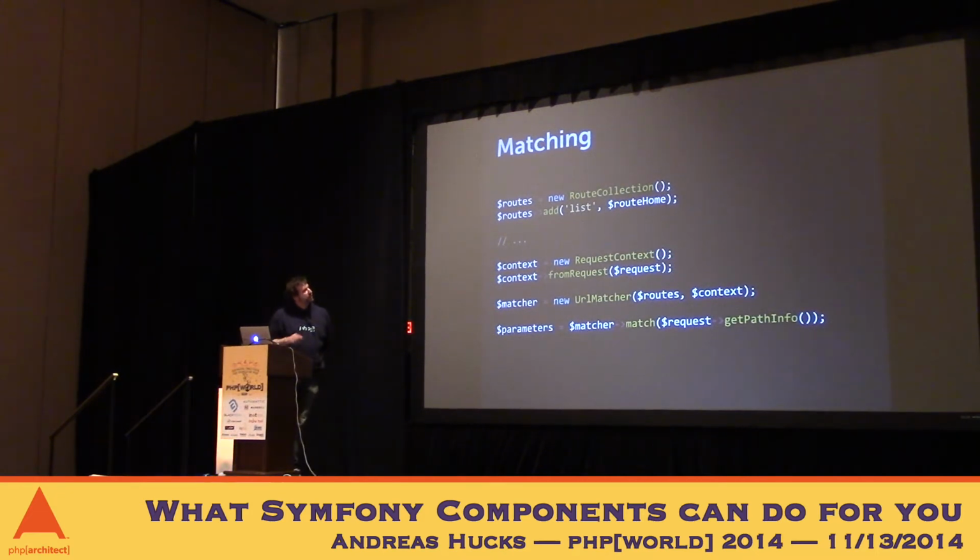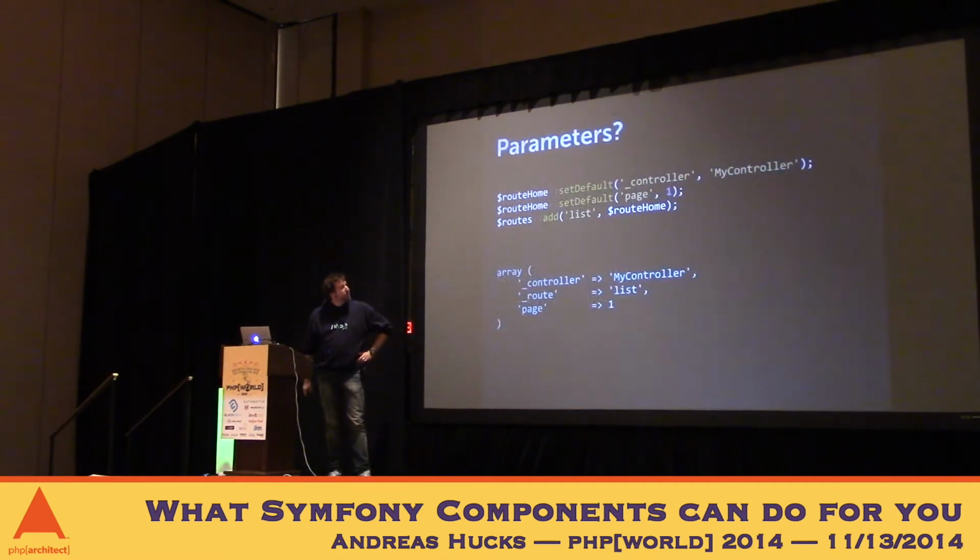Now when I've created several routes and added them to a route collection, all of this is part of the routing component, then I can create a URL matcher and match this path info of the request to this URL matcher and end up with a set of parameters. Those parameters are simply an array of values. And the match method will return this array or nothing if it doesn't match a route. And what's happening with this information, with this array, is entirely up to you.